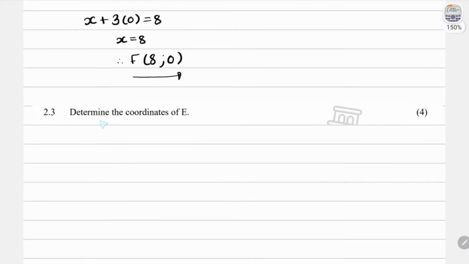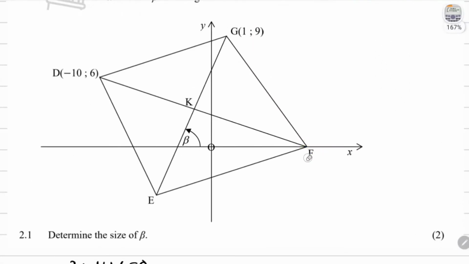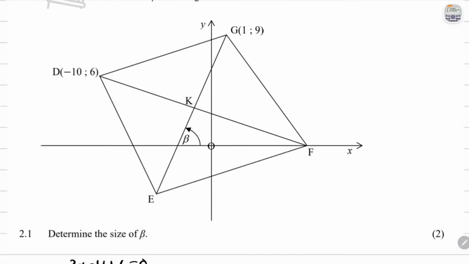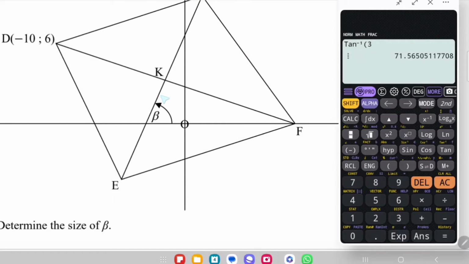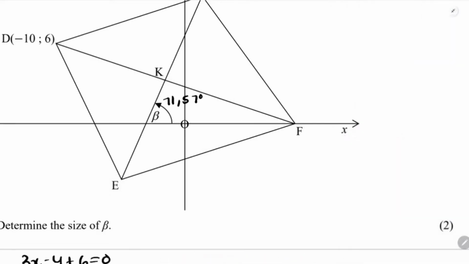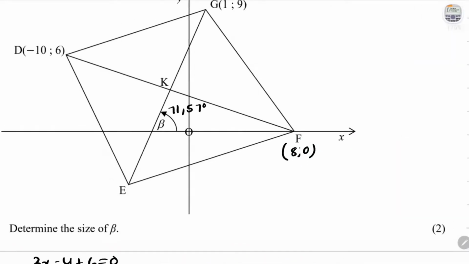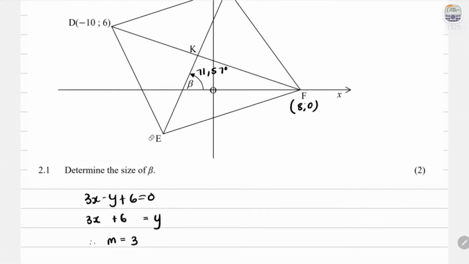Then 2.3 says, calculate the coordinates of E. Okay, let's look at E. We found this one. It's always good to put things down when you find them. So we found this angle, which was 71.57 degrees, just in case it's helpful. And we found this to be 8 and 0. You can just say 8 if you want. But we have those now, and they want us to find the coordinates of E.